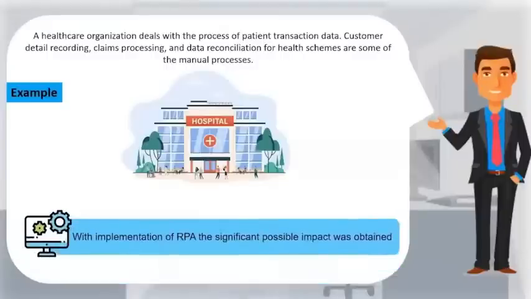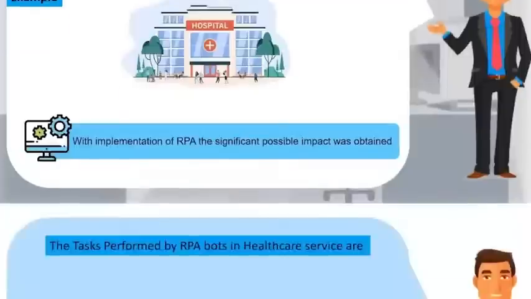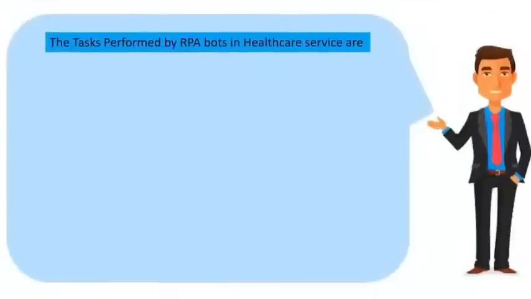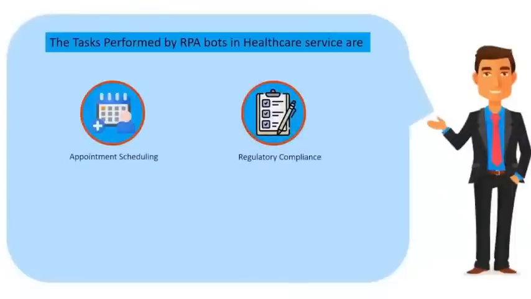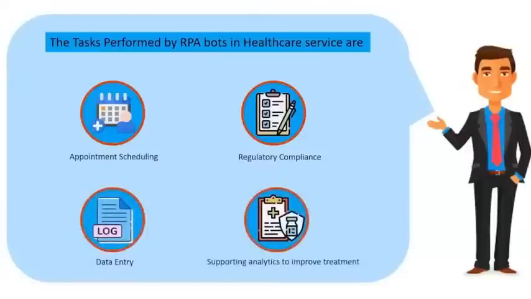Robotic process automation was implemented and the most significant possible impact was obtained. The RPA platform handled claims processing and health data reconciliation. Healthcare was able to reduce turnaround time with this solution. The tasks performed by RPA bots in healthcare service are appointment scheduling, regulatory compliance, data entry, and supporting analytics to improve treatment.